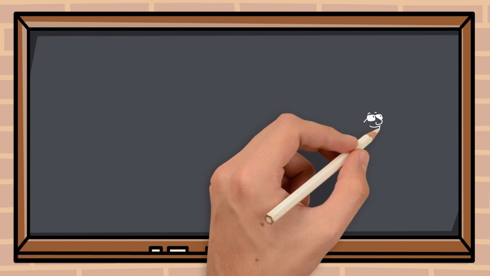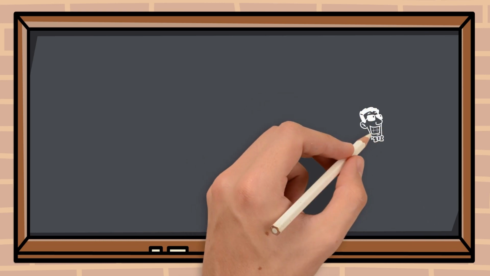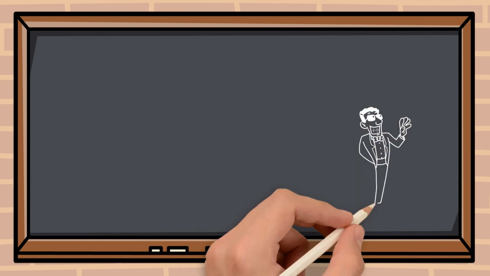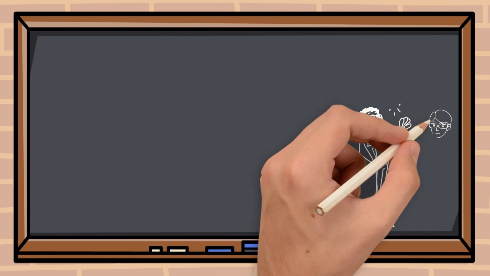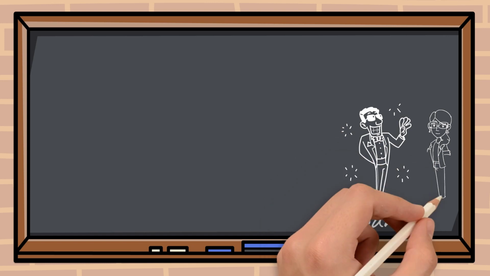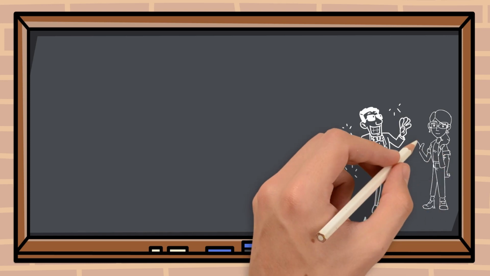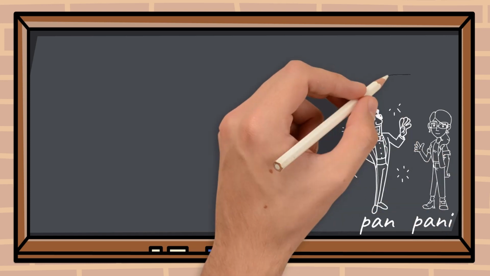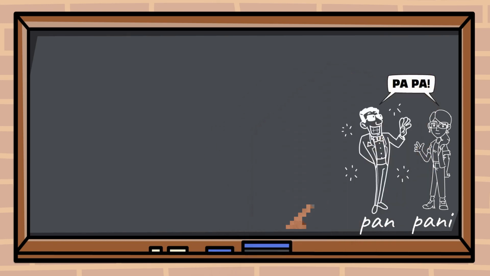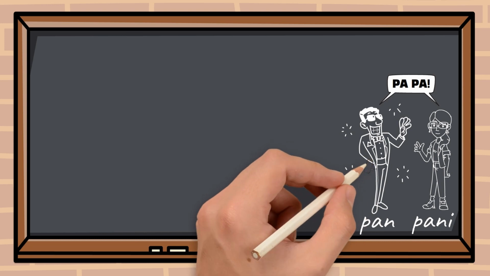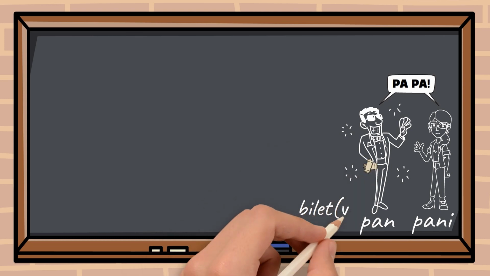The first of them is pan, a man, Mr., gentleman. We also learn the word pani, a woman, lady, Mrs. Jest pan i pani. There is a man and a woman. And they're saying bye-bye to each other. Papa. But it's not the end of the story. The man is holding tickets.